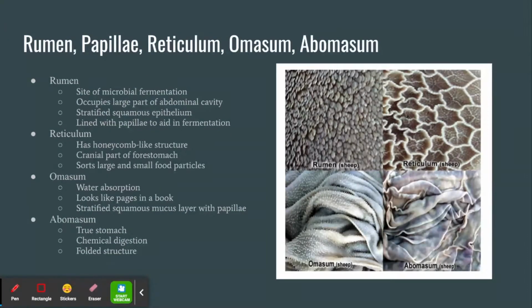Then we have the rumen, reticulum, omasum, and abomasum. The rumen is the site of microbial fermentation. It occupies the largest part of the abdominal cavity. It has stratified squamous epithelium, and it has papillae to aid in fermentation.